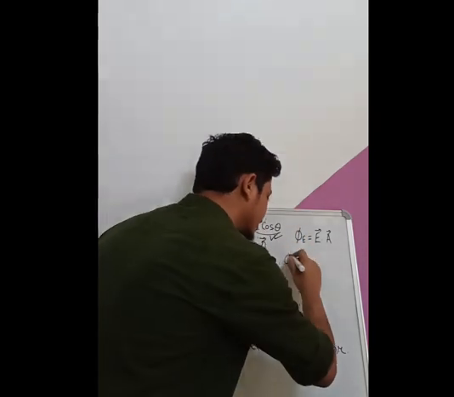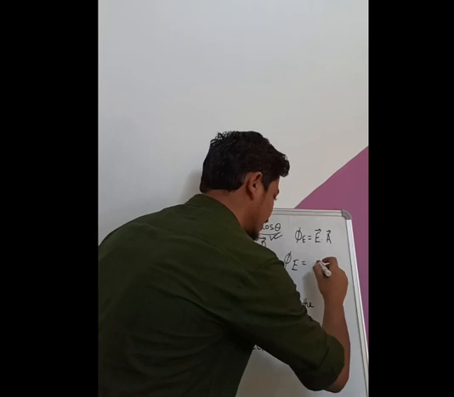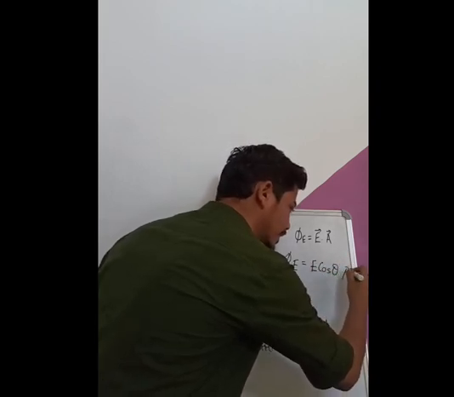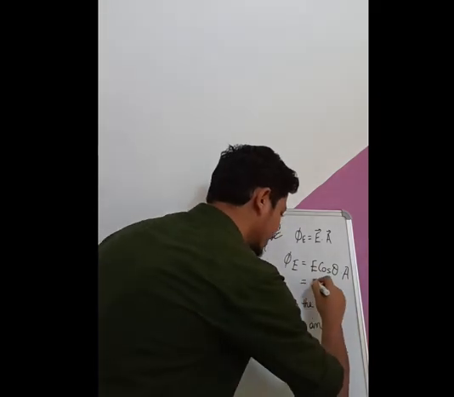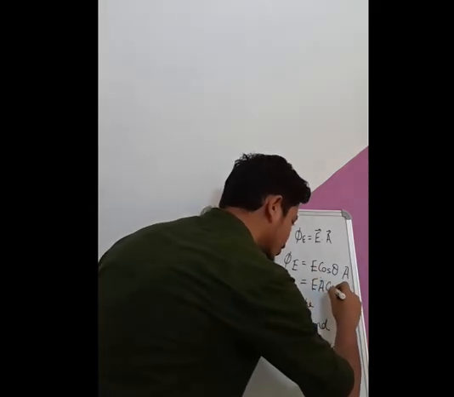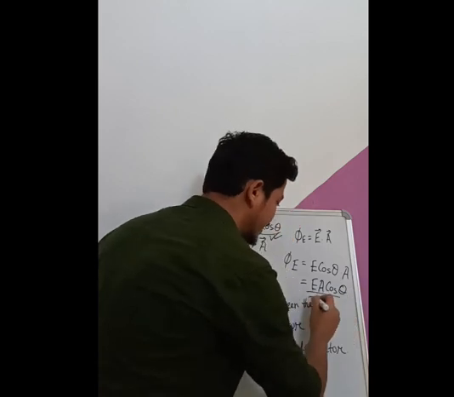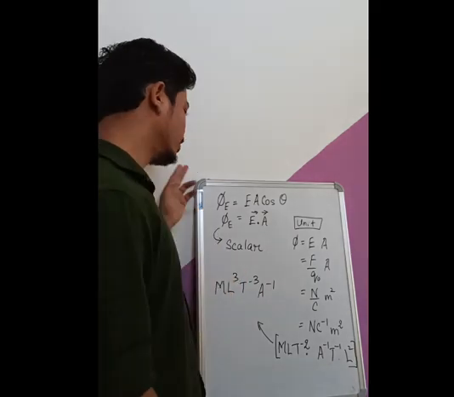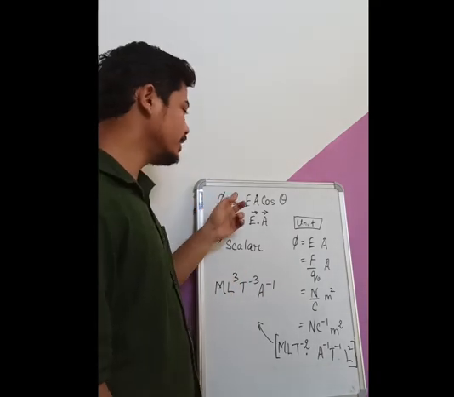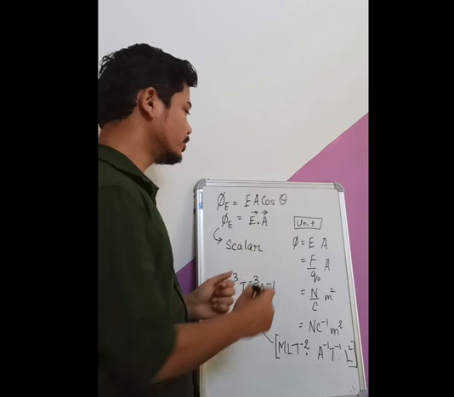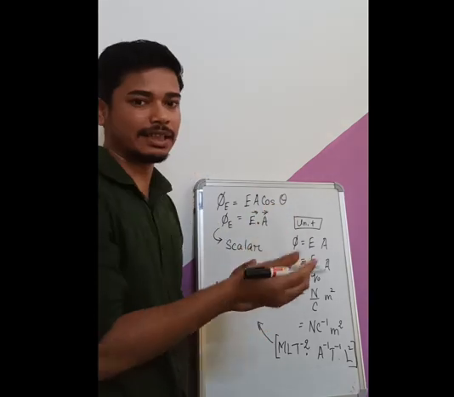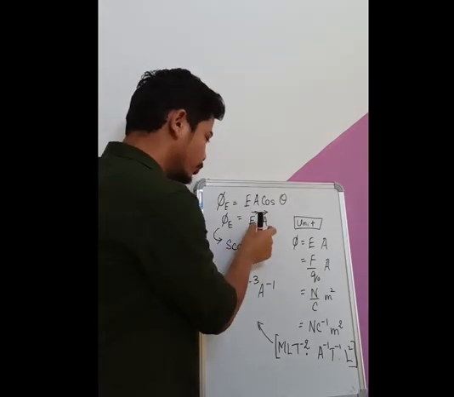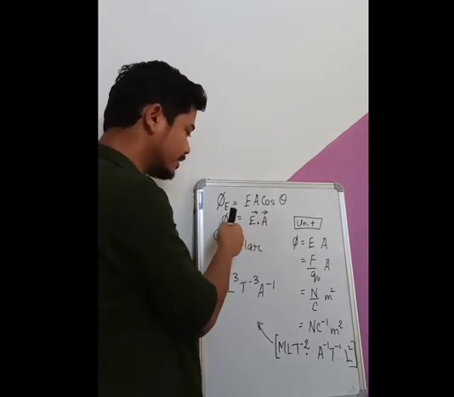So we can write that phi E depends on the E cos theta component and the area, right? So we can write this as E A cos theta. This is the electric flux for this surface. What we have finally got is the electric flux phi E equal to E A cos theta. This is nothing but the dot product of E and A, right? So we have written here E dot A, and this is the electric flux.